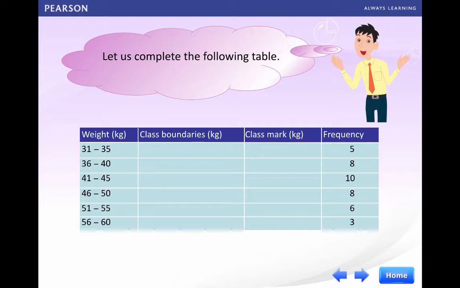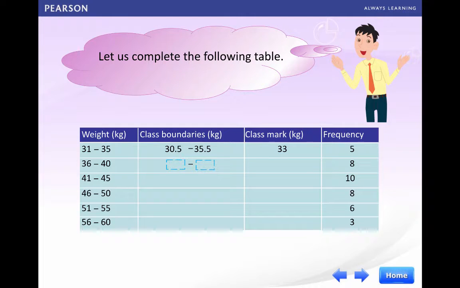Maybe we can complete this table. For the class boundary of the weight 31 kg to 35 kg, we have to find 30.5 kg and 35.5 kg in this case. So 30.5 to 35.5. And the class mark will be the mid value of the class interval, so it is 33. So we found this, 33.